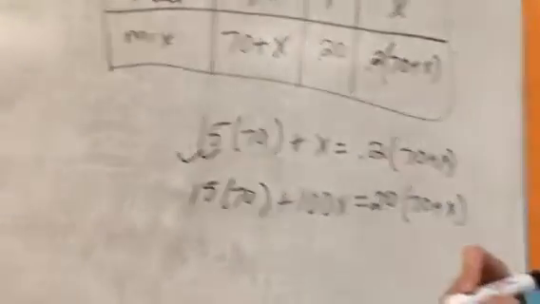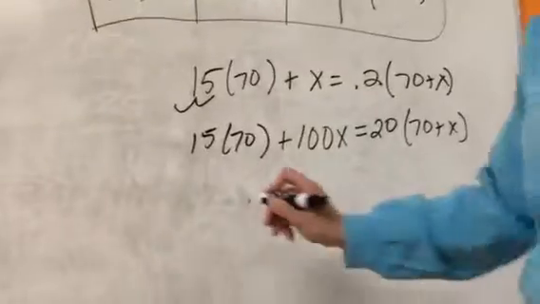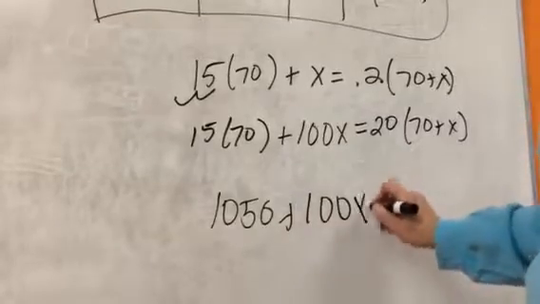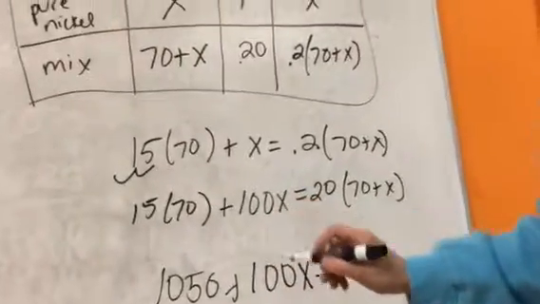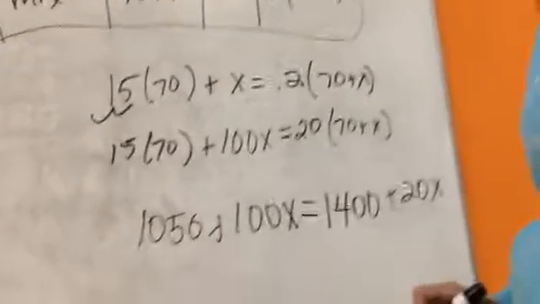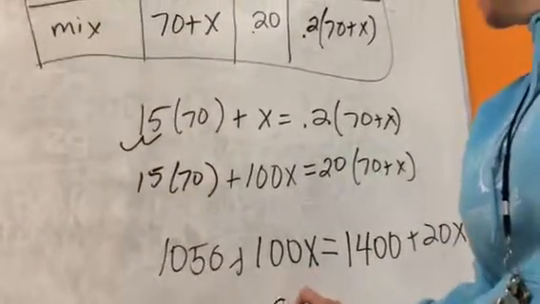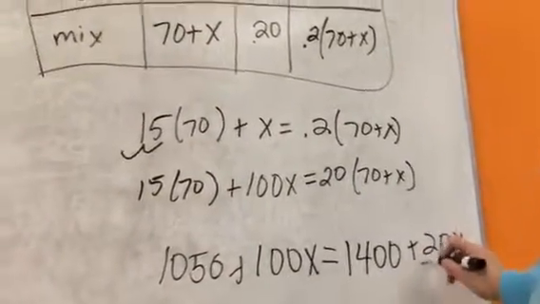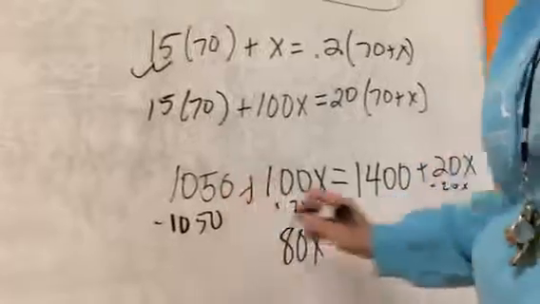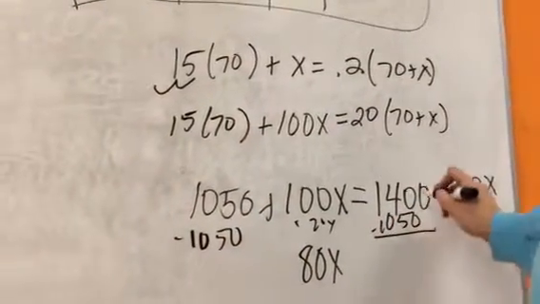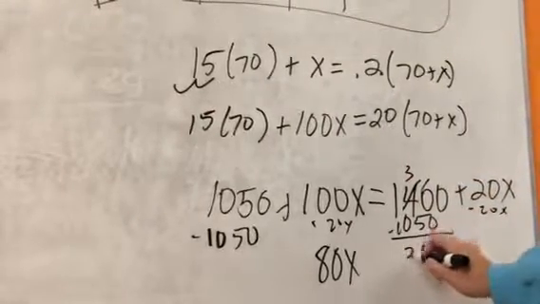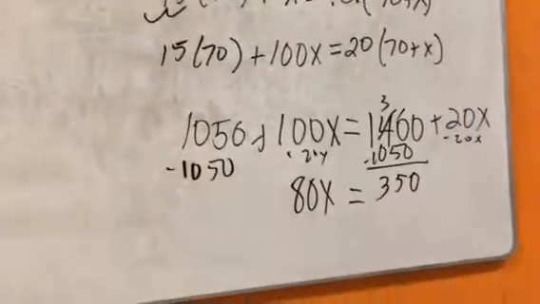So 15 times 70, I'm just going to make my life easy, is 1050 plus 100X equals 20 times 70 is 1400 plus 20X. So, oops, don't forget my X. I'm going to move my X over here and get 80X. So I just subtracted 20X from both sides. And then I'm going to subtract 1050, and I'm going to get 350, so 80X equals 350.